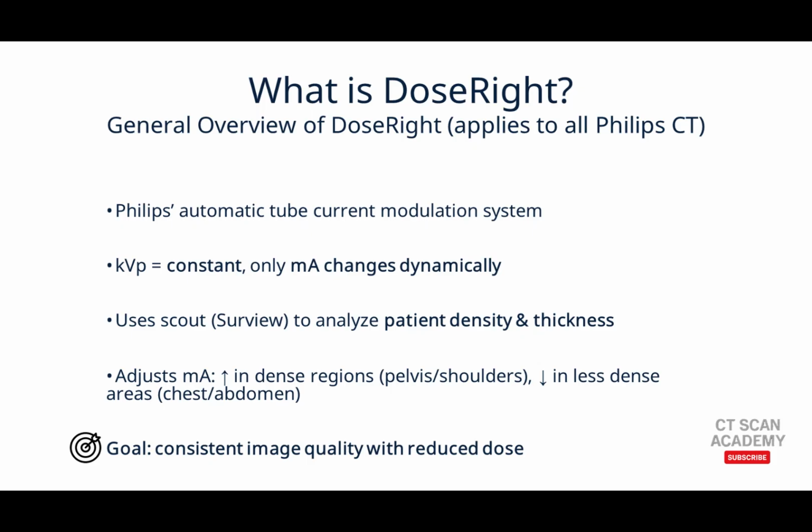DoseRight is designed to keep image quality consistent while reducing dose. Important points. DoseRight varies milliamperes dynamically while keeping kVp constant. It uses the Scout SurView image to estimate patient density and thickness, adjusting milliamperes up for dense regions, for example, shoulders or pelvis, and down for less dense regions, for example, thorax. The aim is to achieve consistent image quality with reduced dose.